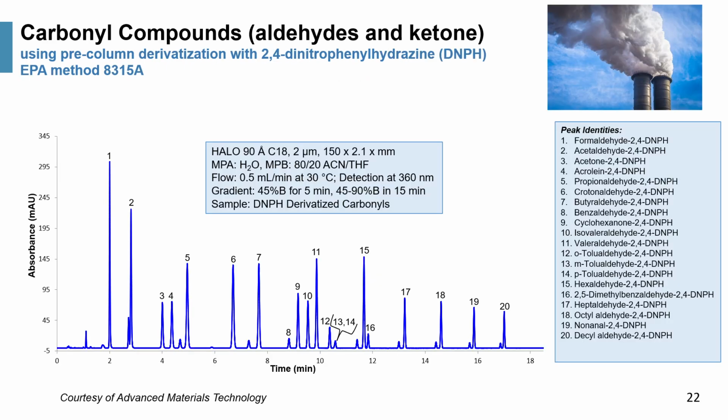Another is carbonyl compounds, or aldehydes and ketones, using pre-column derivatization with 2,4-dinitrophenylhydrazine, DNPH, using EPA method 8315A. The chromatogram was courtesy of Advanced Materials Technology.